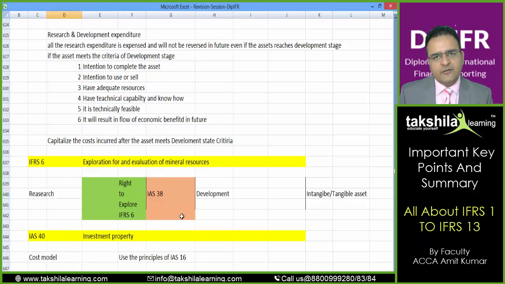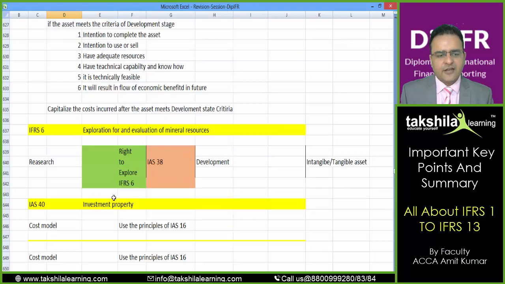So what they demanded was an extension: from the date we get the right to explore, we should be eligible for capitalization. So any expenditure incurred before they get the right to explore is expensed off. Any expenditure incurred after they get the right to explore will be considered as development stage and will be eligible for capitalization. This is IFRS 6, exploration for and evaluation of mineral resources.